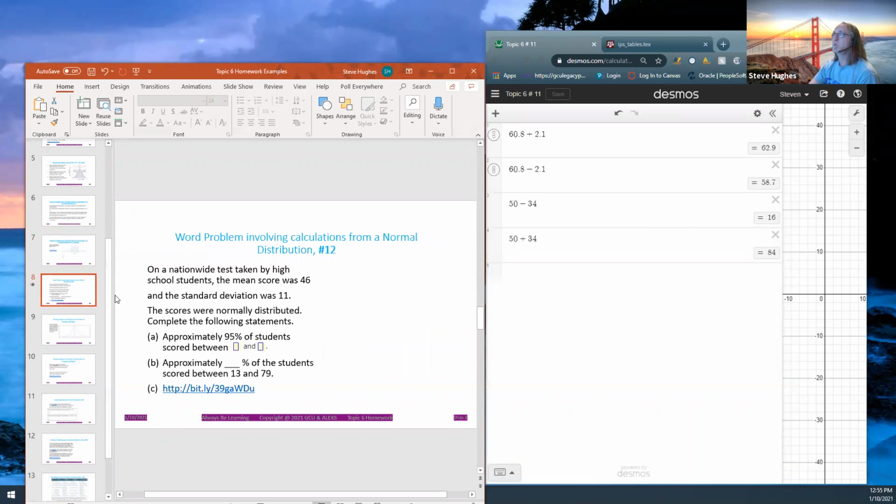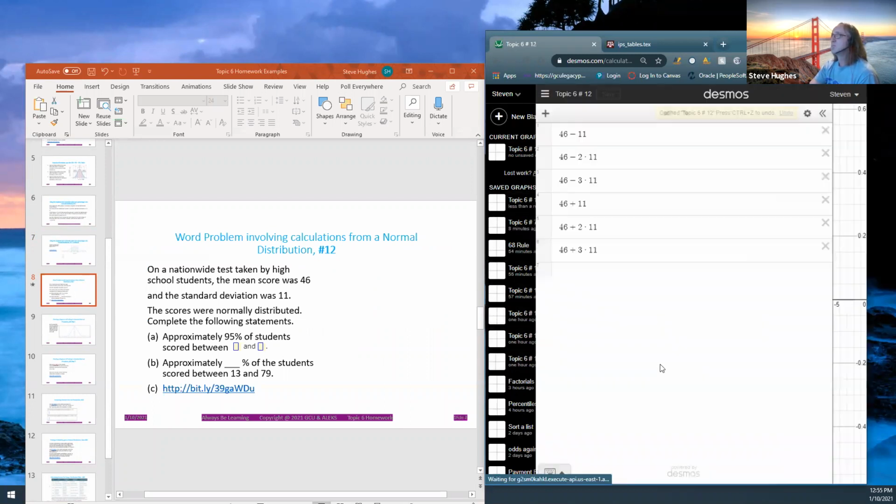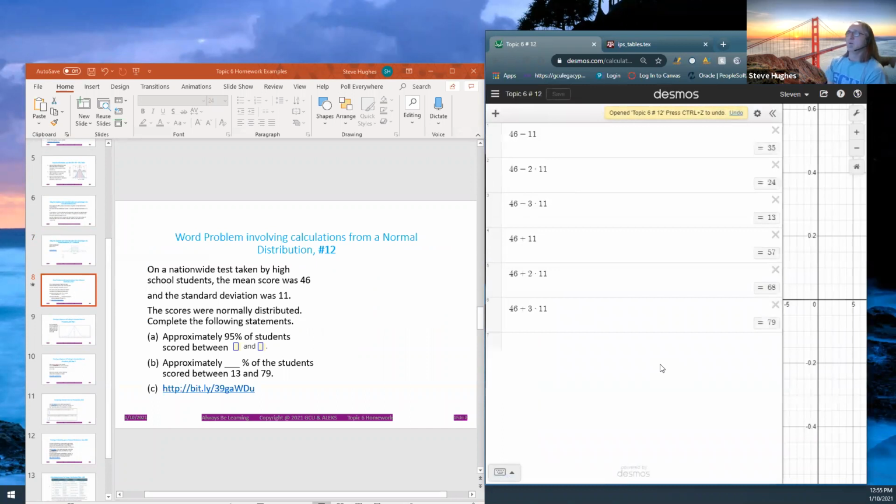All right, question number 12. Let's grab our calculator. All right, question number 12. It says on a nationwide test taken by high school students, the mean was 46 and the standard deviation was 11. All right, the scores were normally distributed. Complete the following statements. Approximately 95% of the students scored between what and what.